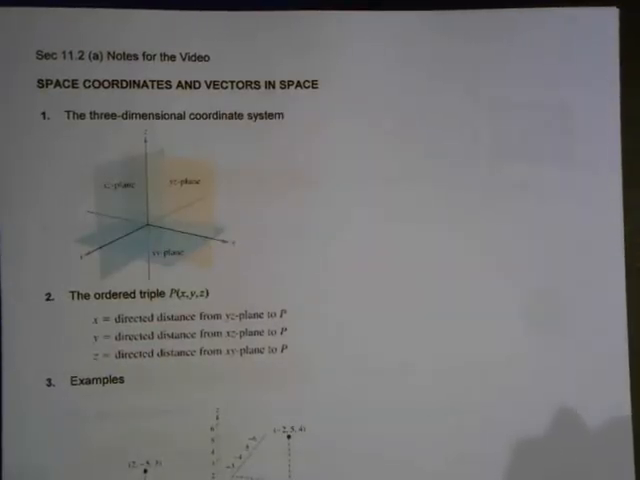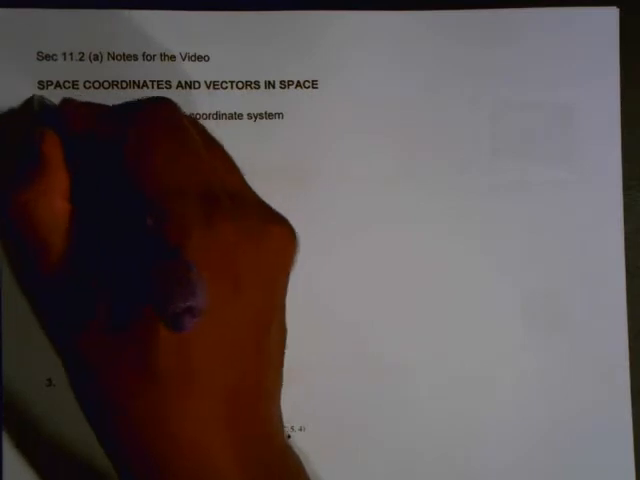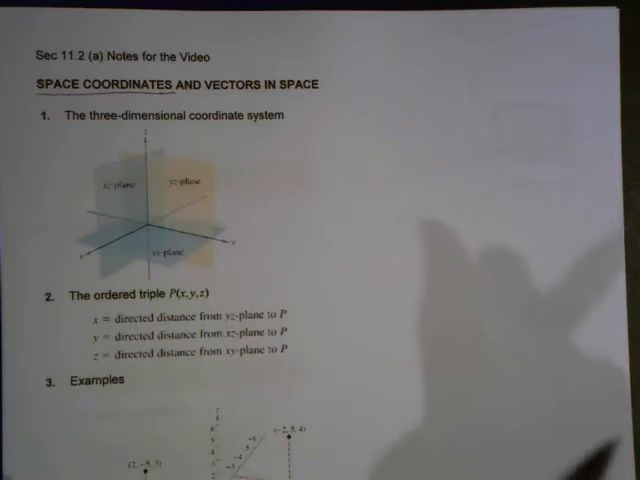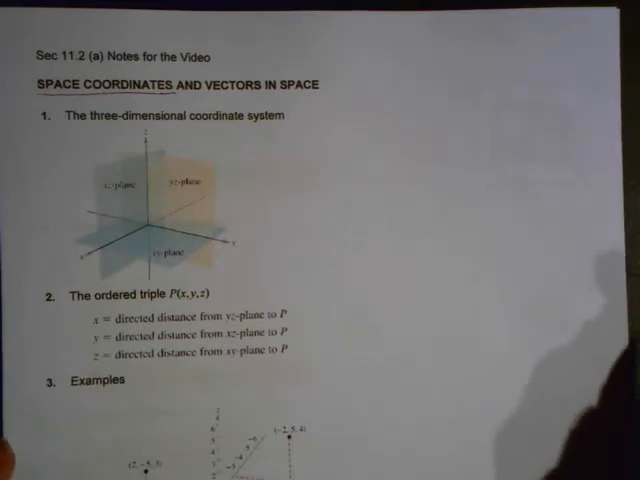Alright, 11.2 Part A. The section is space coordinates and vectors in space. We're going to first do a little lecture on the space coordinates in the first half of the section. Then 11.2b will look at vectors in space. So up to now you've seen how to plot points and look at equations of different curves in 2 dimensions. But here we'll be extending our study to 3 dimensions.